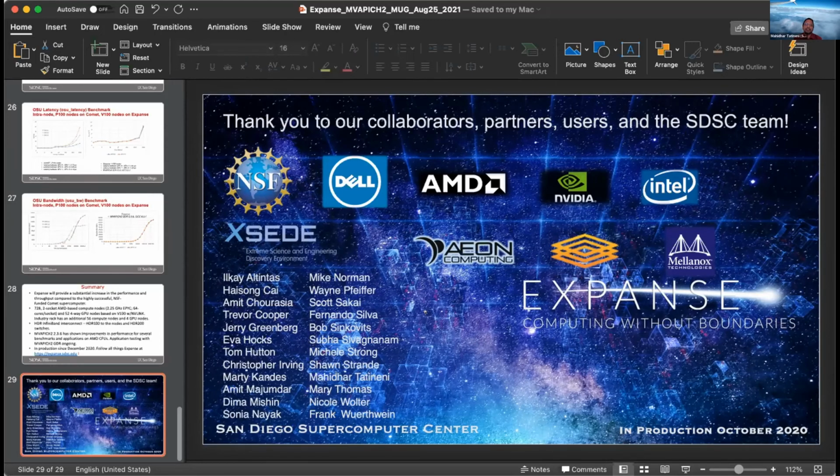In our early user period, we had users try all different kinds of things, and they found different compilers worked best for different applications. But I would think in the long run, AOCC will start getting to be the default, but it might take some time. Okay. So are there any recommended performance profiling tools on Expanse?